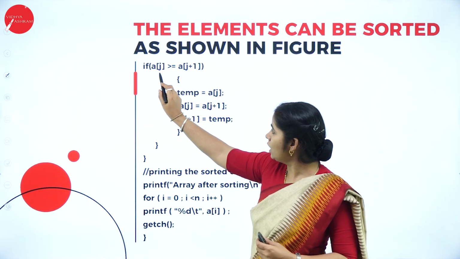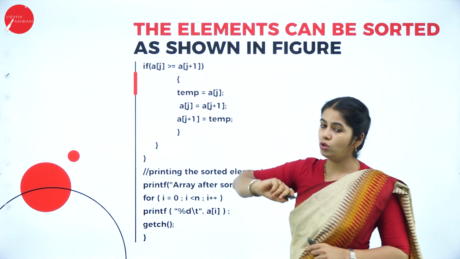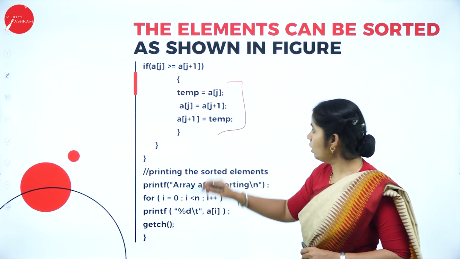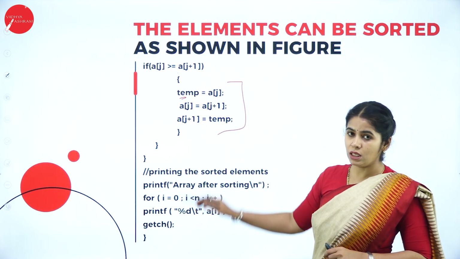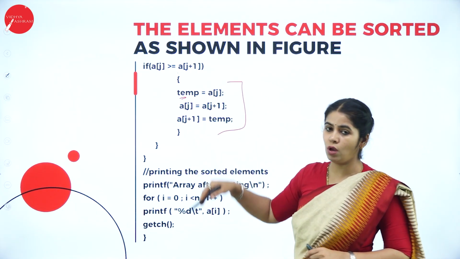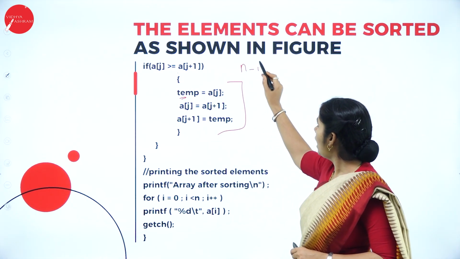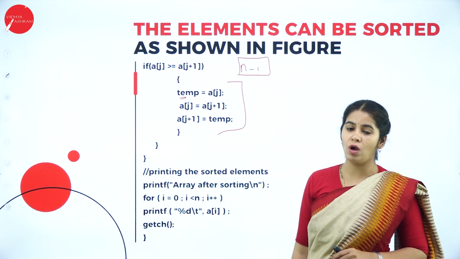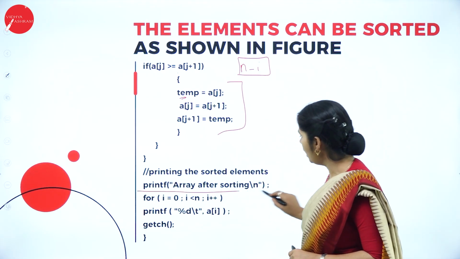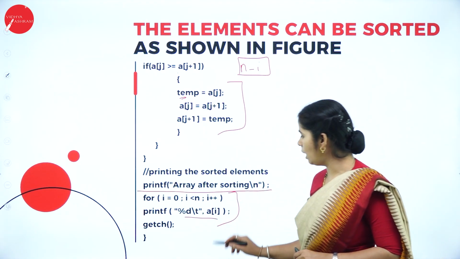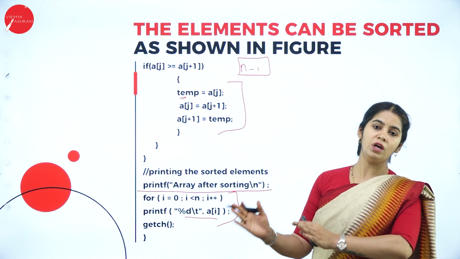Next, if A of j, the first element, is greater than A of j plus 1, then what we are doing? We are swapping the elements using the temporary variable. It's very simple. How many times we have to swap? We have to swap 3 times. It depends on the n minus i value. After swapping, we print the elements of the array. How to print? With the help of the for loop, we call the printf statement to print the elements of the array after sorting.